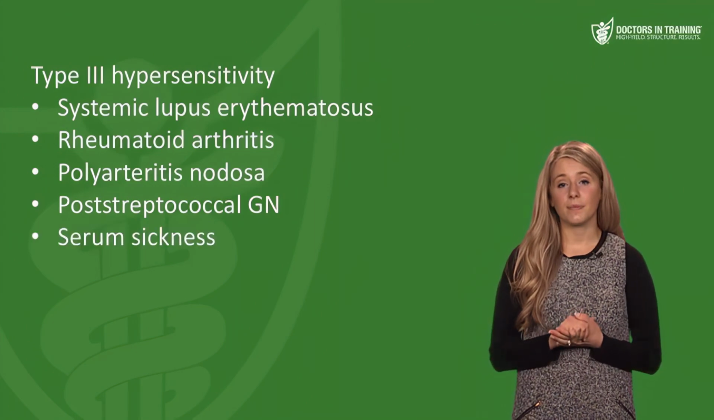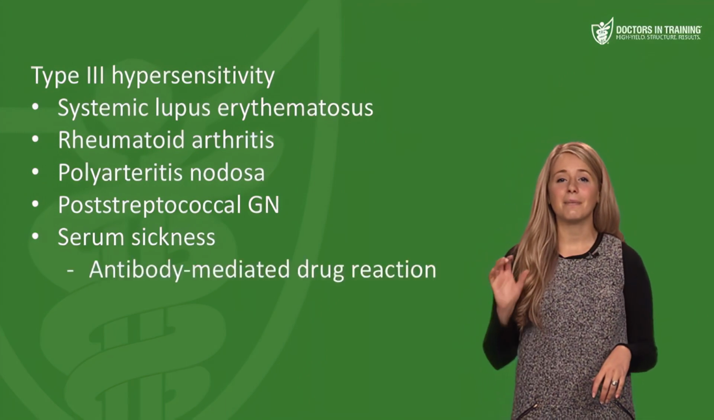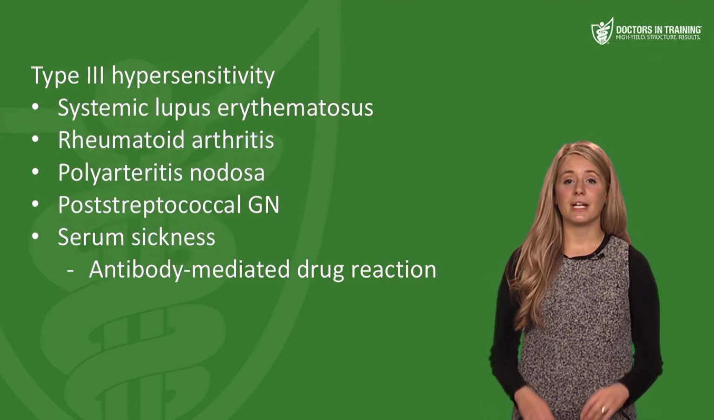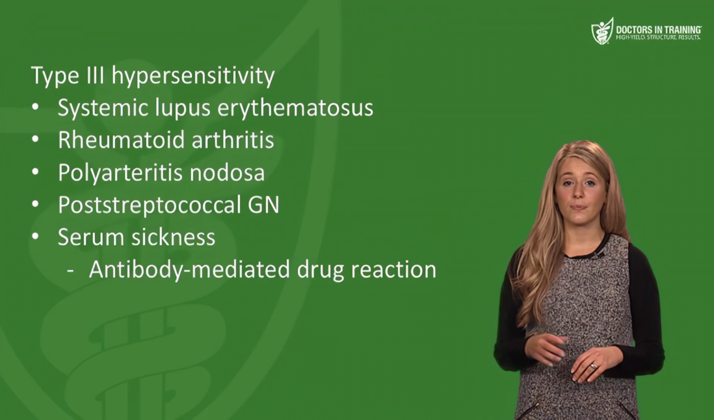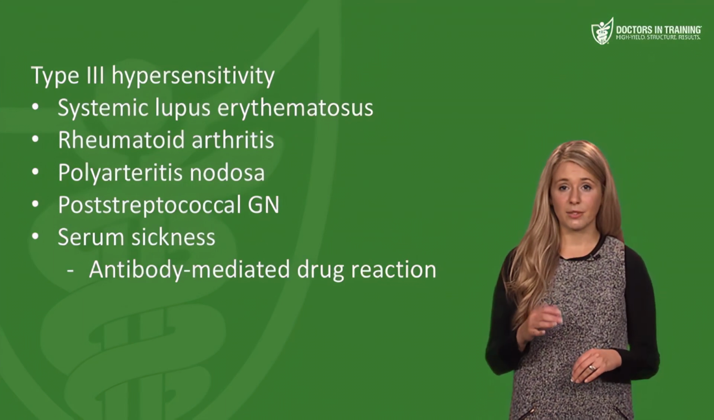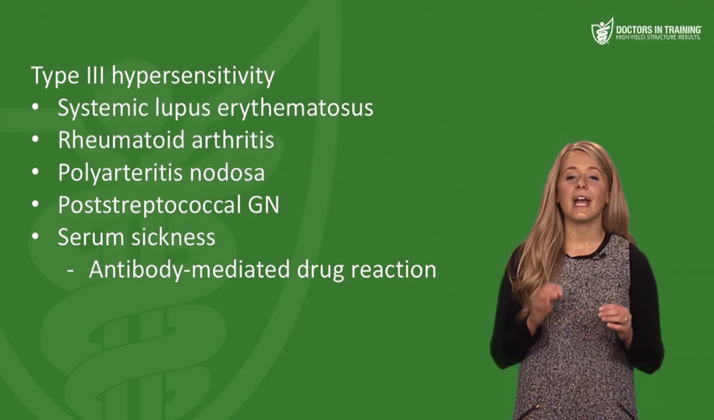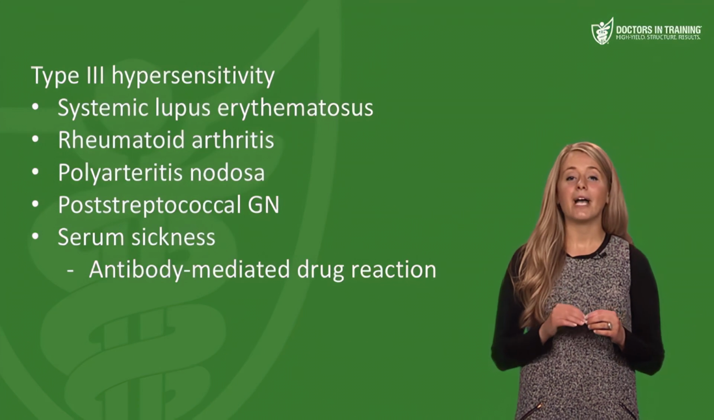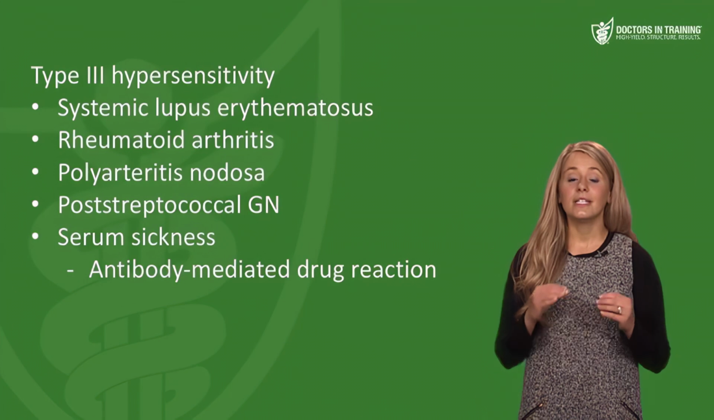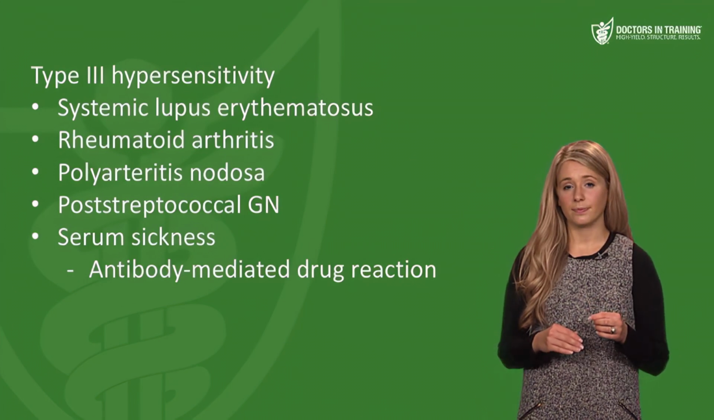Another example is serum sickness. When you hear serum sickness, I want you to think about antibody-mediated drug reaction. In serum sickness, you produce antibodies to foreign antigens, like drugs. Most drugs aren't proteins, but the drug acts as a hapten, which is a molecule that gets around by a carrier protein, and then that hapten protein complex can bind to antibodies and form immune complexes. So again, serum sickness is an antibody-mediated drug reaction.